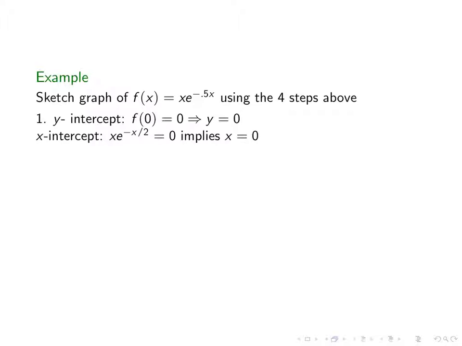The x-intercept is gotten by setting x e to the minus x over 2, the function, equal to 0. And that gives you the first factor, x equals 0, right? And e to anything is always positive and therefore non-zero. So you can ignore that in solving this equation. And we're going to use that fact about e to the x repeatedly. So the x-intercept is x equals 0, and the graph goes through the origin 0, 0. The domain is all x, right? e to the x is always defined.